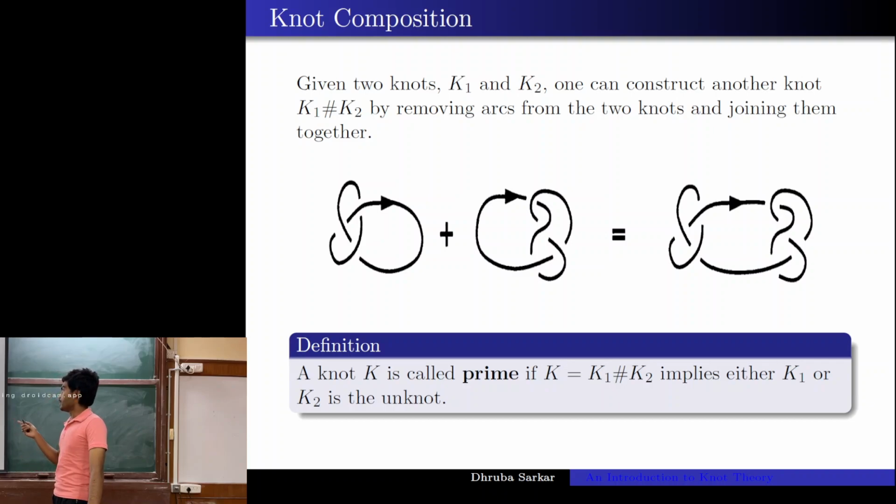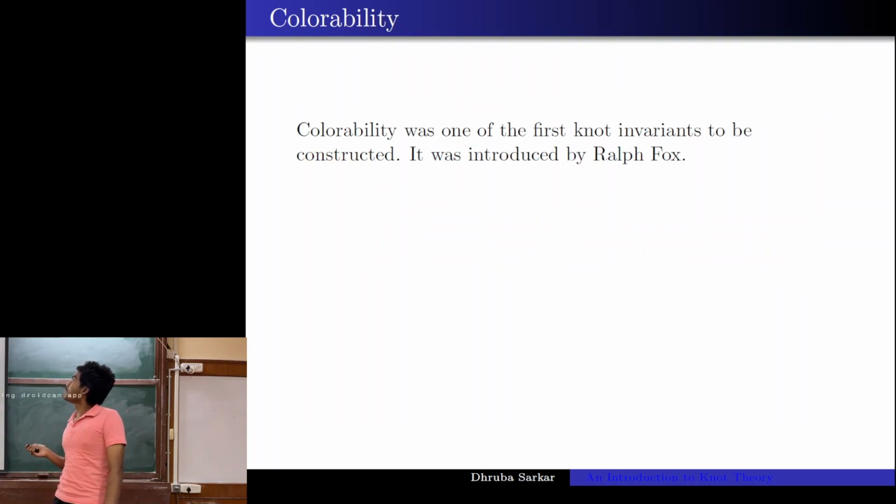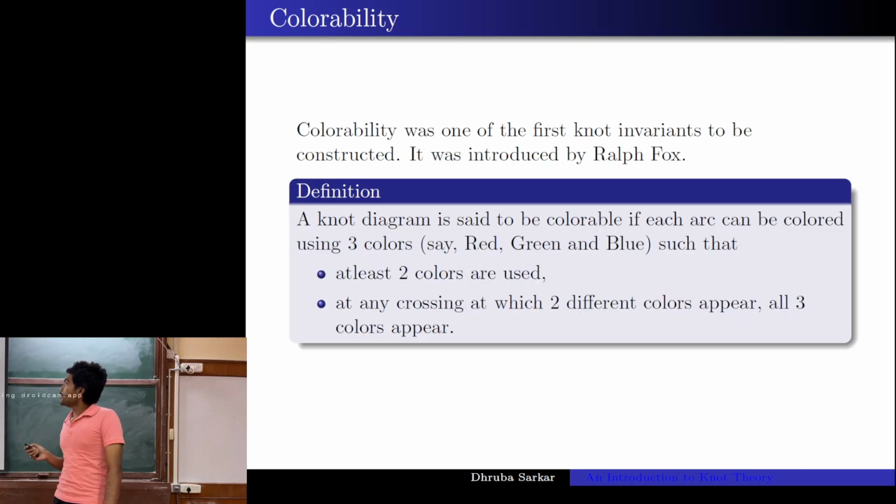So that means if K equals K1 hash K2, that means either K1 or K2 is the unknot, or the circle basically. So let's look at one of the first knot invariants that was discovered. It was discovered by Ralph Fox. So what does colorability mean?